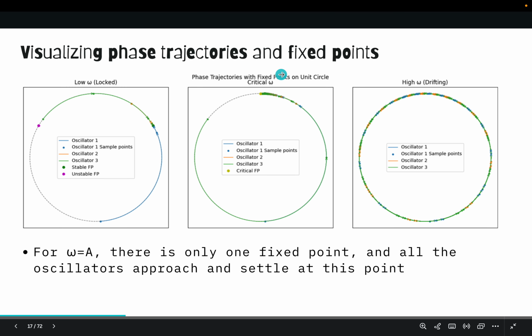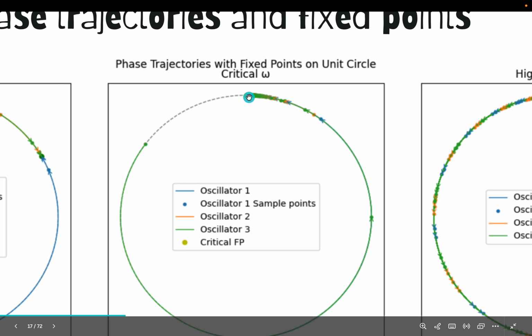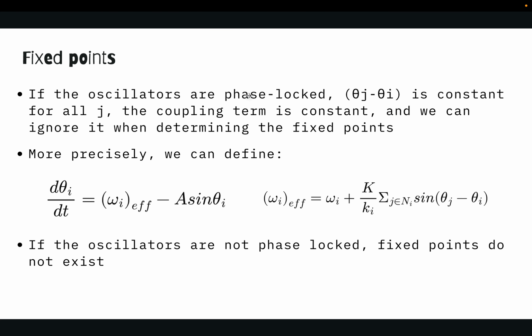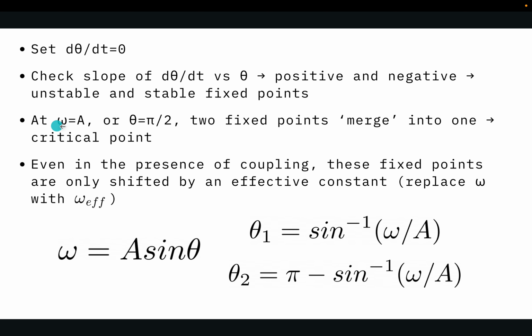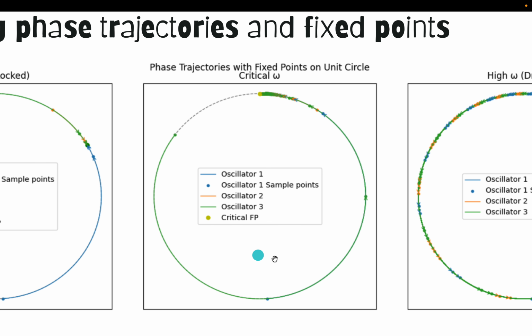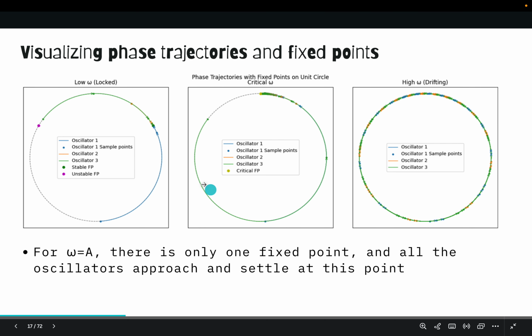Now if we have a critical omega, that means right now we have only one fixed point. Both fixed points have merged, and it's pi over 2. We already discussed that at omega equals a, the critical case, theta will be pi over 2. So you see, this is pi over 2, this fixed point. Then all the oscillators just converge to this fixed point. There is only one fixed point.